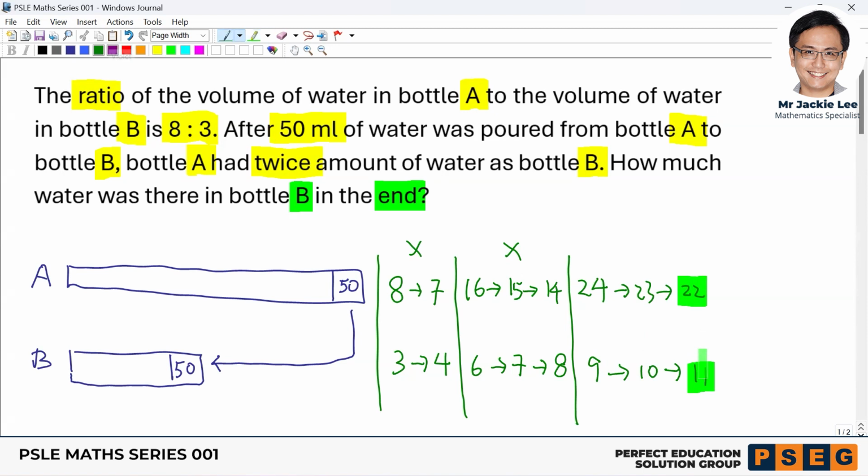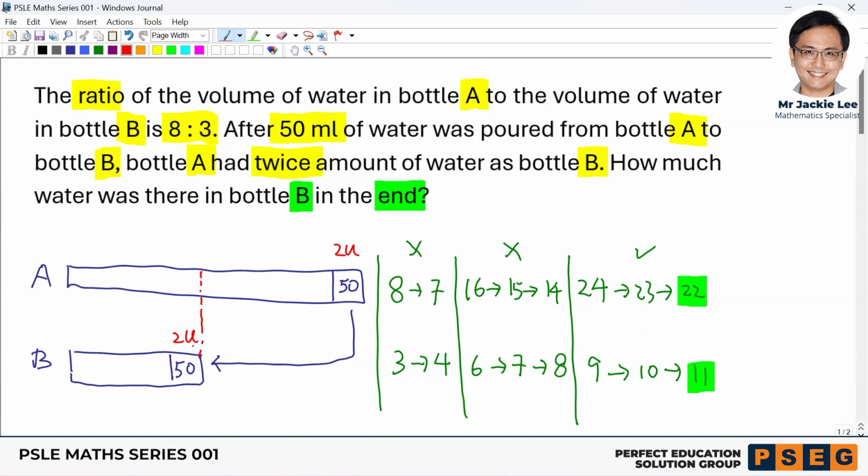Based on this, we go back to the model and fill it up. Obviously here, for A it is 24, dropping to 22, so it decreases by 2 units. Similarly, this one also 2 units. Remember that towards the end, the ratio of A to B is actually 2:1.